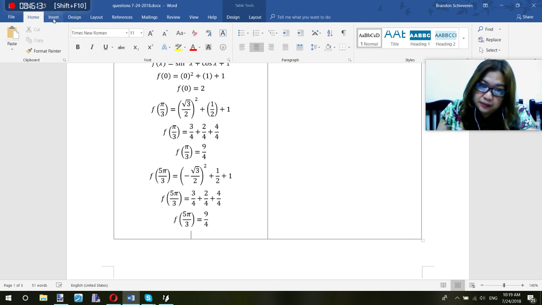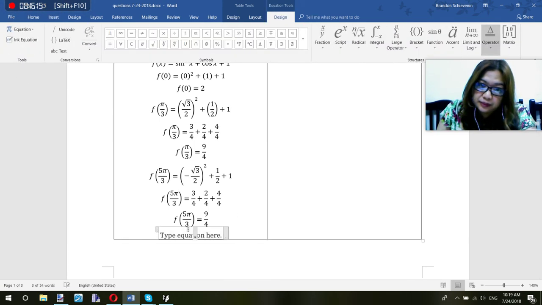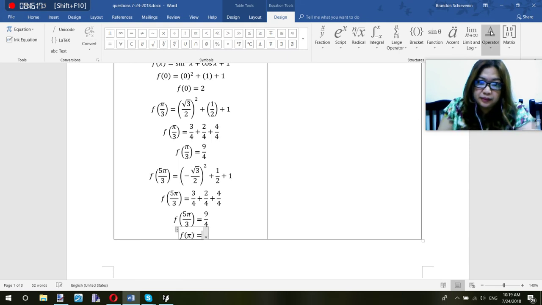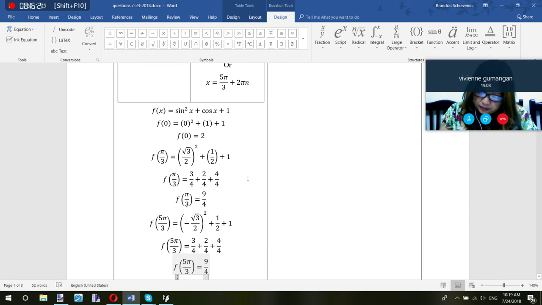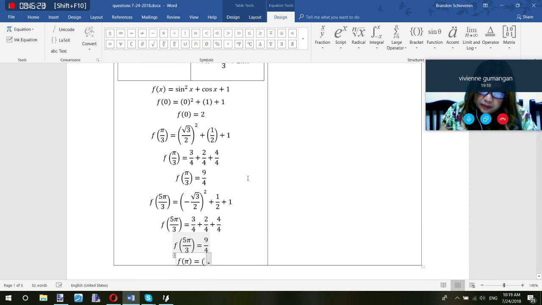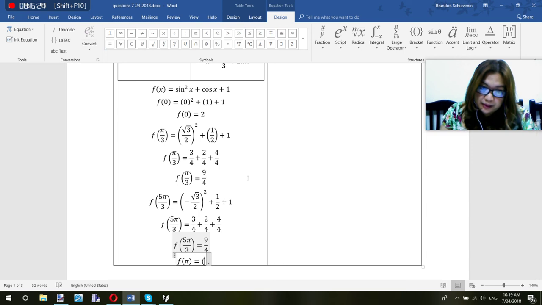Okay, so let's plug that in too. My function at pi is equal to, what's the sine at pi? The sine of pi is 0, so that's 0 squared. Plus what's the cosine at pi? It's negative 1. I'm going to say minus 1, plus 1 is equal to 0.